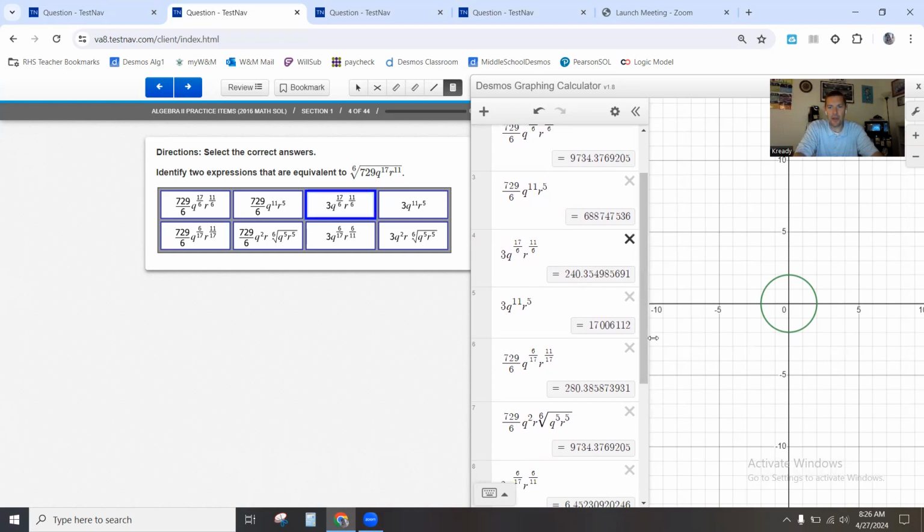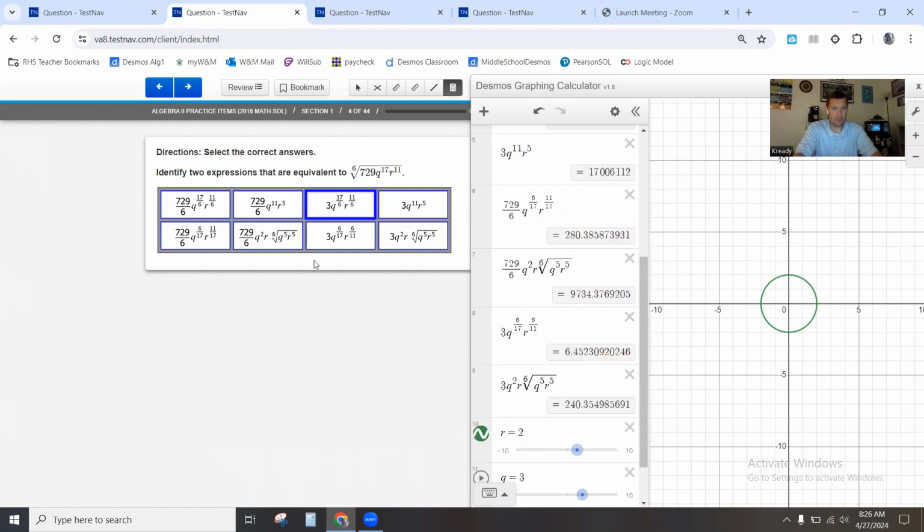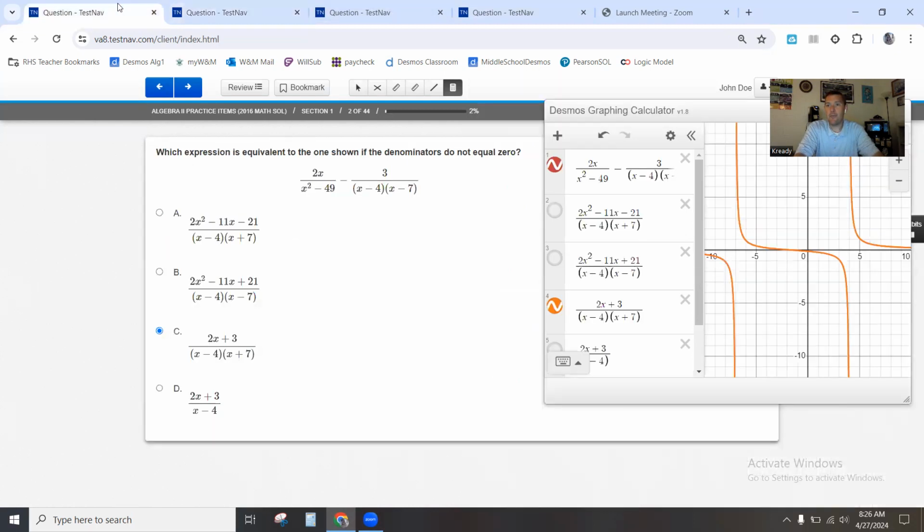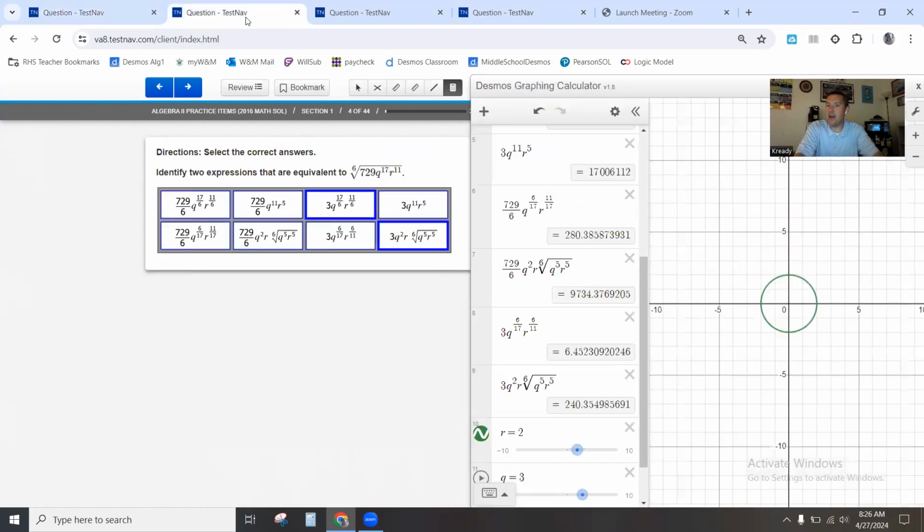Okay, continue scrolling down. And they said two expressions, right? Anytime you see the word equivalent, you can do these. And then 240 is the last one. That's how you do it. Okay, so if they graph, what they have match is the answer. If not, try to plug it in, okay?